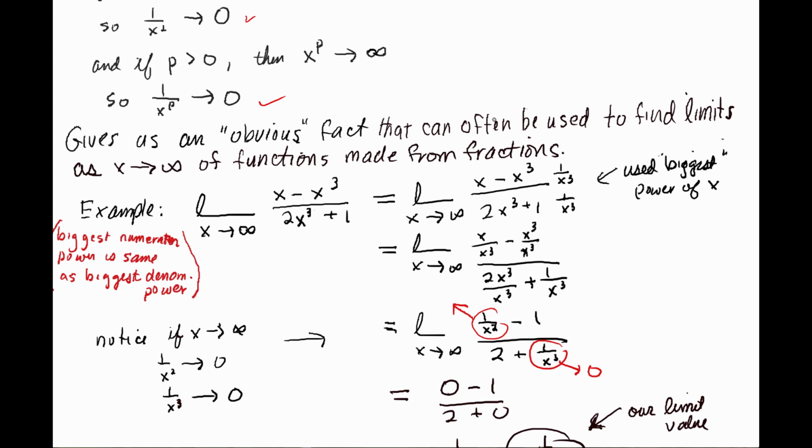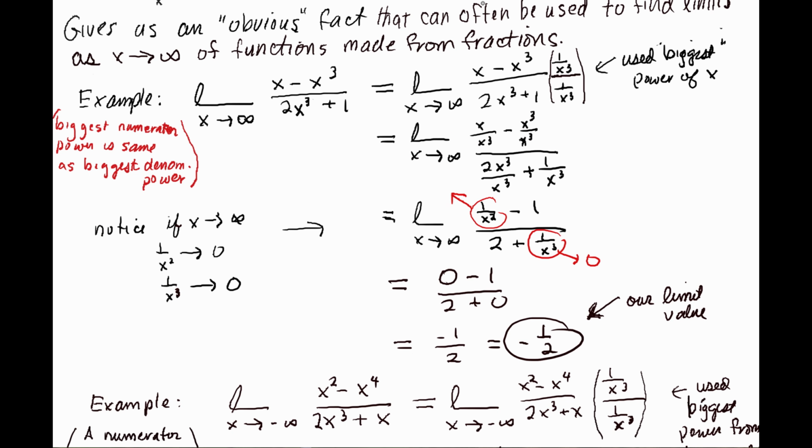That as x goes to infinity, the corresponding 1 over x to the p's go to 0 is what I'm hoping seems to be an obvious fact, and this can be used to find limits as x goes to infinity of various kinds of functions made from fractions. So let's look at an example.